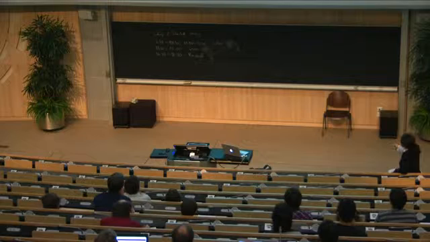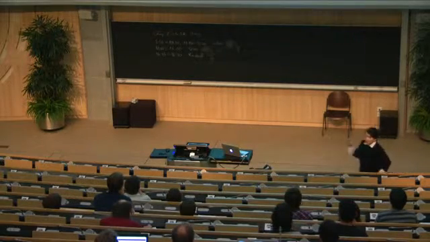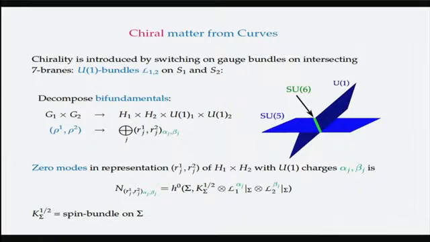Here we had 5 and 5 bar. For the SO10, we get the 10s. So this gives us bifundamental matter. The really interesting thing is, of course, how do we actually get chiral matter? And so the story is very similar to the discussion we did yesterday.